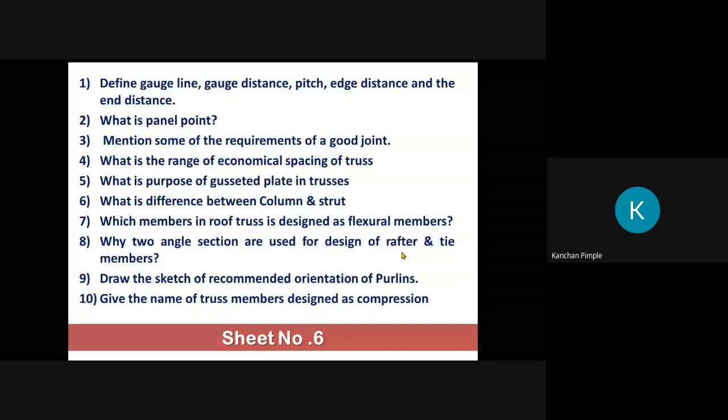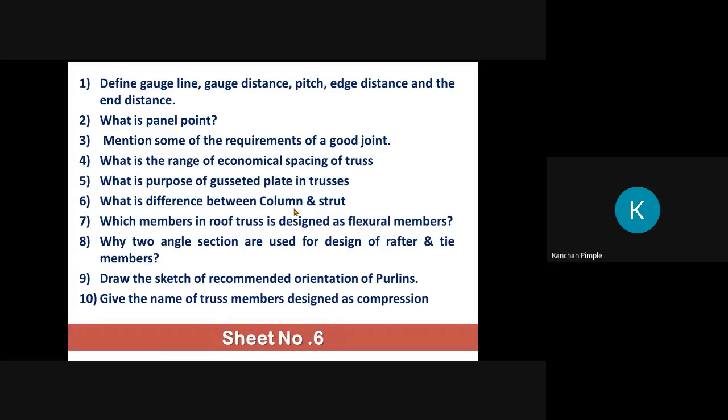Sheet number 6. This sheet number 6 is based on the detailed sketch of roof truss with connections. In that connection, if bolted connections are there, you have to explain what you mean by pitch, edge distance, gauge distance. Do you remember end distance? How to find the pitch, the center to center distance between two bolts?